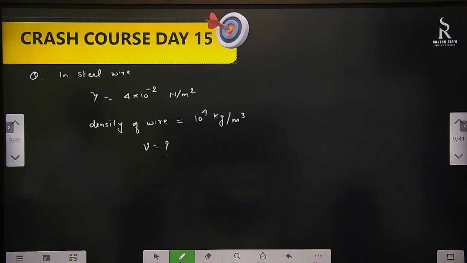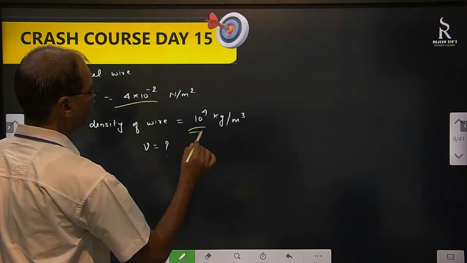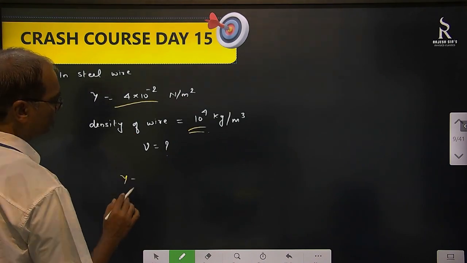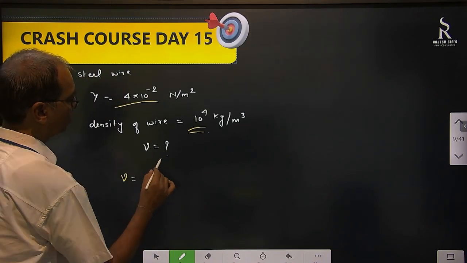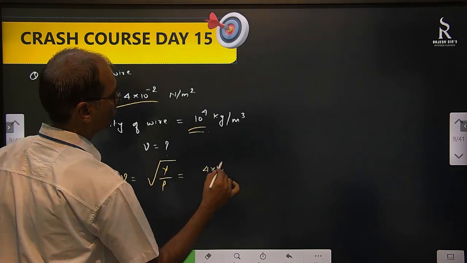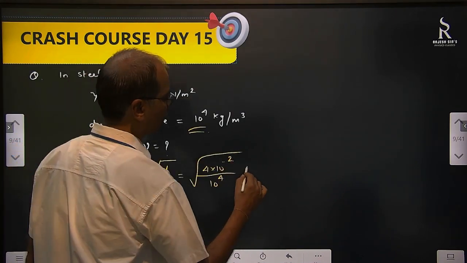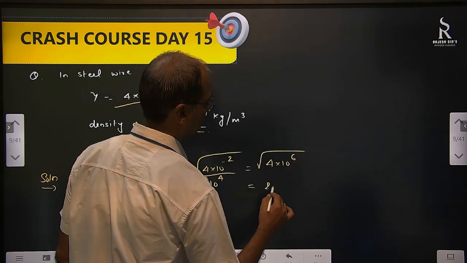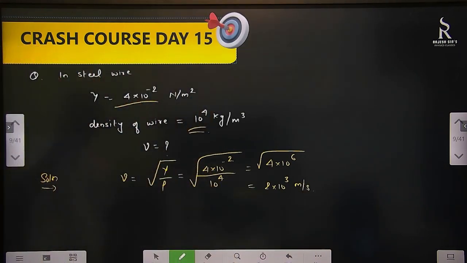Okay, in a steel wire, Young's modulus is given to you as 4 into 10 to the power minus 2 and density is given like this. What is the velocity? Very simple again, a direct formula based question. So V equal to root over Y by rho. So this is 4 into 10 to the power minus 2 by 10 to the power 4. Okay, so 4 into 10 to the power 6. The answer is 2 into 10 to the power 3 meter per second. Okay, next.